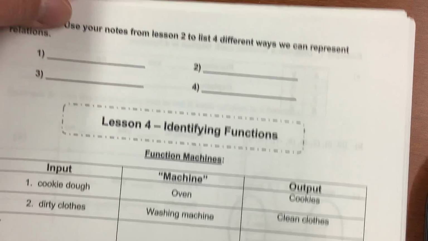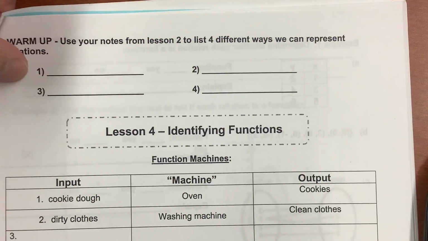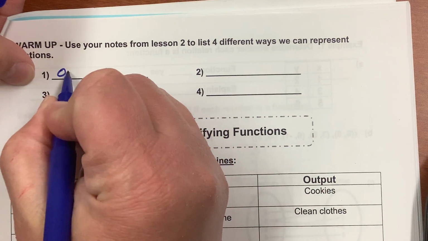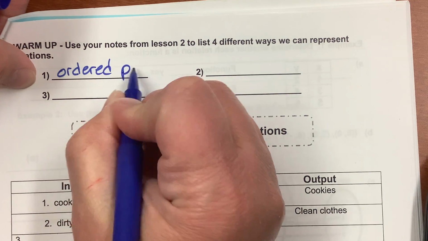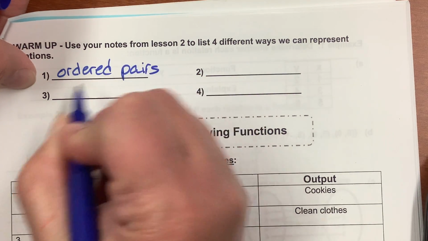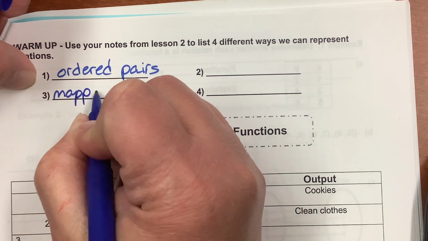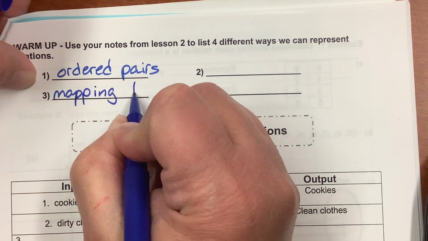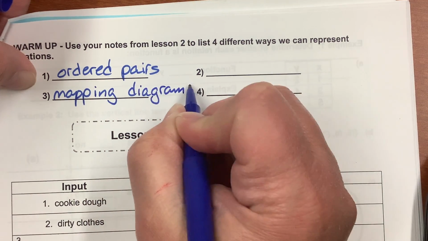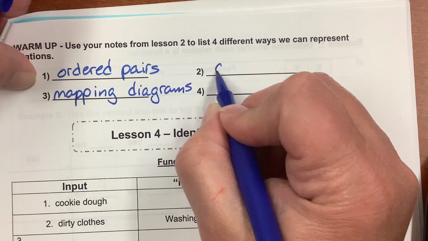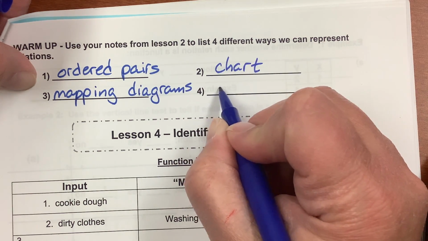Here we go. So, the first way is ordered pairs. And then there was mapping diagrams, there was a chart, like a table, and there was also a graph.